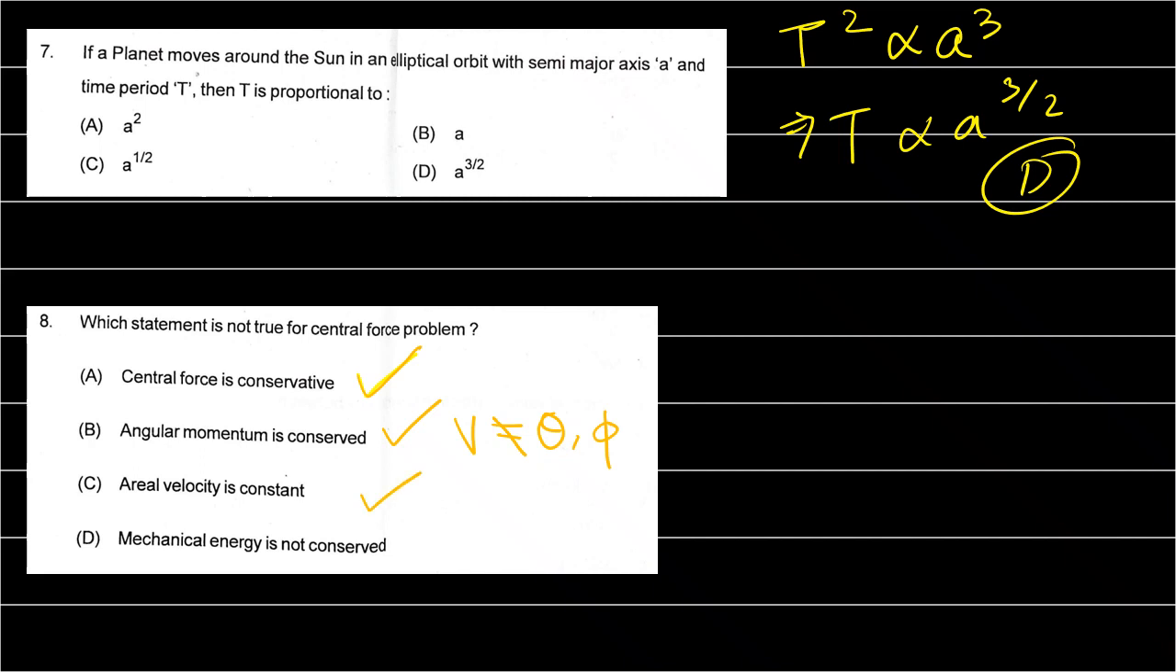But as the potential is not a function of time, potential does not depend on time. There is no explicit dependence of time on the potential in the central force problem, because in central force the potential is a function of only the radial part. So the mechanical energy is conserved actually. So this statement is wrong. So this is actually true, but this is not true. So the answer is D.